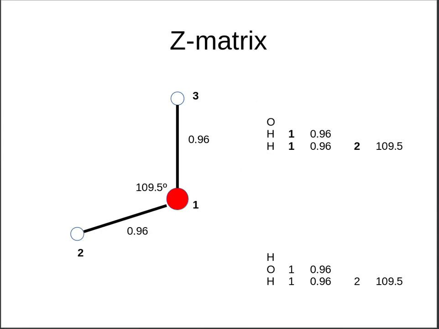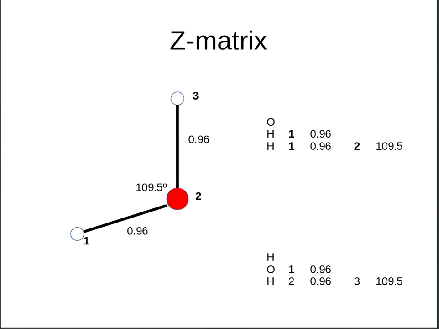But of course, if we label them slightly differently, you can see that the Z matrix changes slightly. We start off with a hydrogen atom. The oxygen is bonded to the hydrogen with a distance of 0.96. This hydrogen is now bonded to atom number 2, and the angle it makes then to 3 is 109.5. So we can have the atoms in a different order, but you'll notice that it doesn't matter with the order. The values you get in the Z matrix are all the same values.